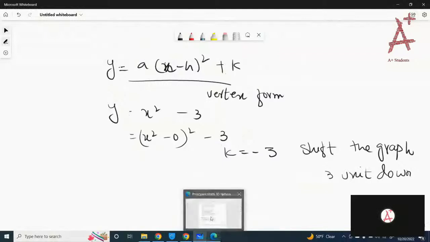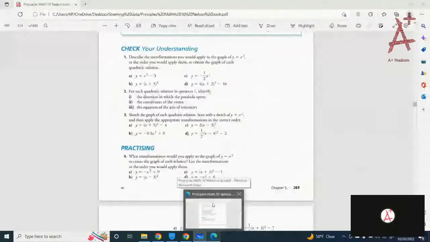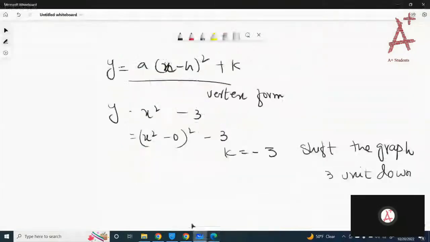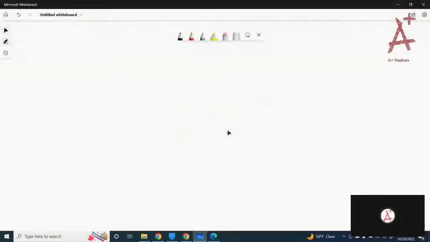Okay, the B is y equals (x plus 5) whole square. This is the value of h. That means the graph is shifted 5 units left, because here you have a positive value, but h is always negative. So here that means h is negative 5, and the graph is shifted 5 units left. Got it?